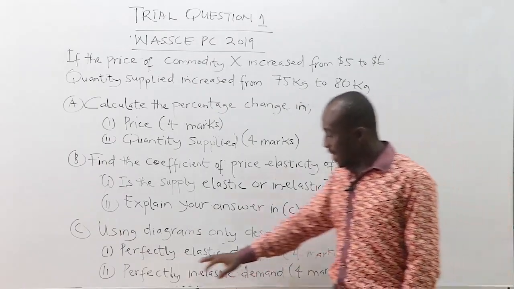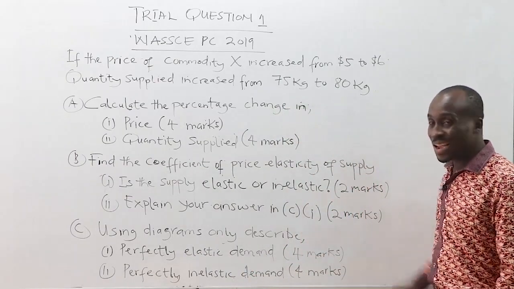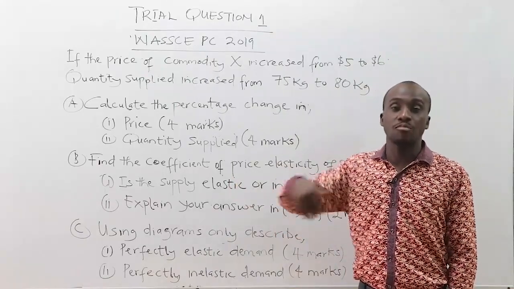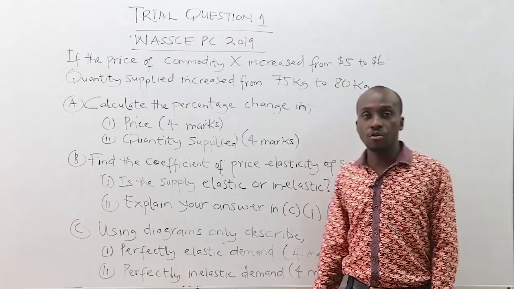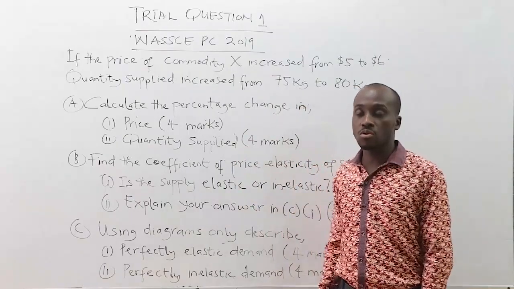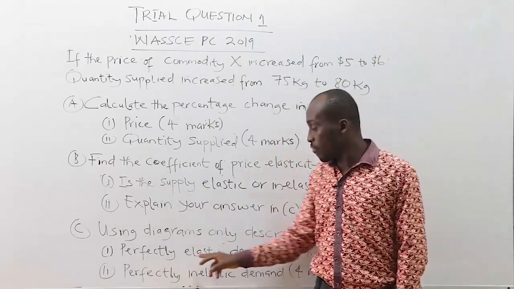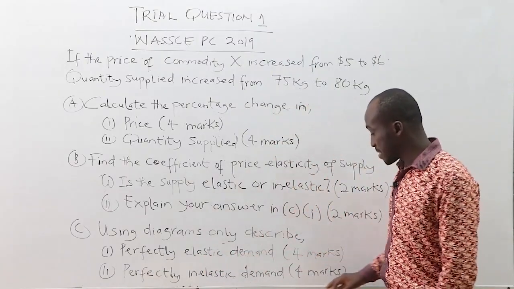Using diagrams only, describe perfectly elastic demand for 4 marks. So you're going to use a diagram to illustrate perfectly elastic demand. So when you draw the diagram, then you will add some write-ups to it. Not just the diagram, it's 4 marks. I don't think they will just make life easy for you. They just write anything, just draw a diagram, give you 4 marks. I don't think so. So you are supposed to just draw it and talk about it a bit, right? For 4 marks.